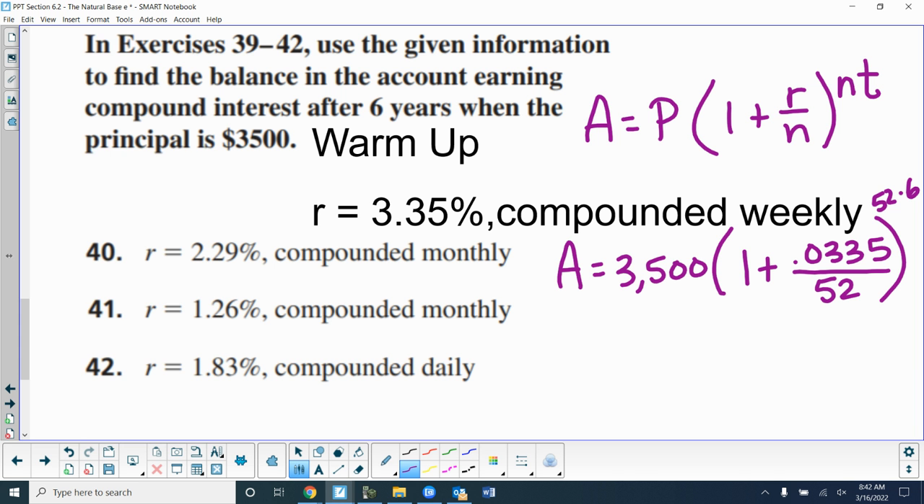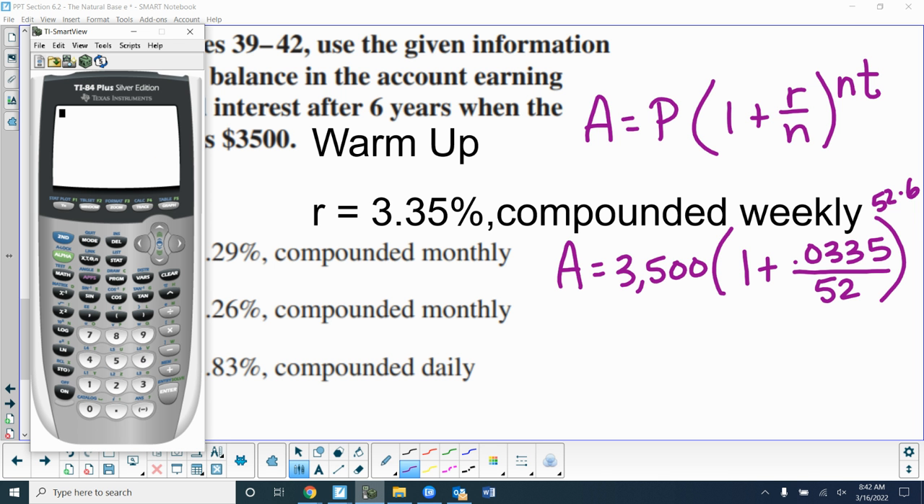Okay? So we just put that in our calculator then. Now, for my calculator, when I put a fraction in, I need to put it in parentheses. Some of you guys don't have to do that with a little bit newer one. So it's 0.0335 divided by 52. I just closed up for the fraction, and now I'm closing up for the 1 plus part. Okay? Now, how do I raise it to the 52 times 6 power? Caret, yeah, don't forget the caret.